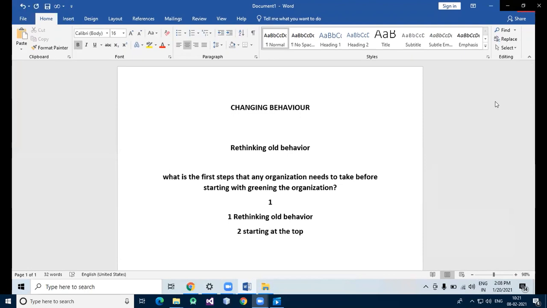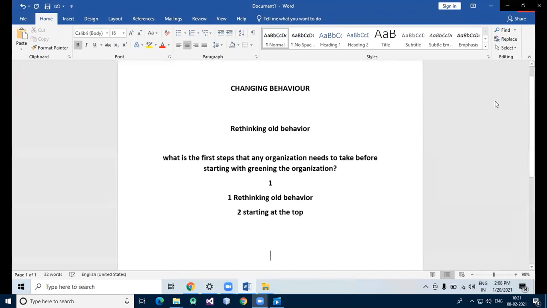Then, re-engineering processes. How can an organization re-engineer its processes?